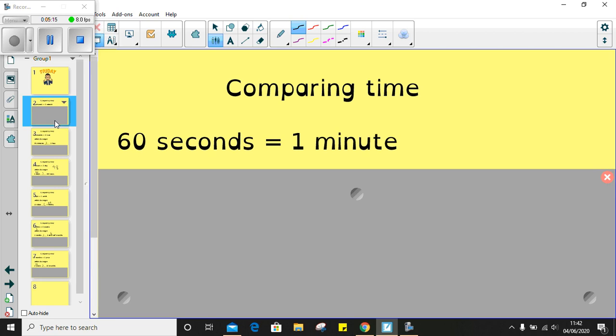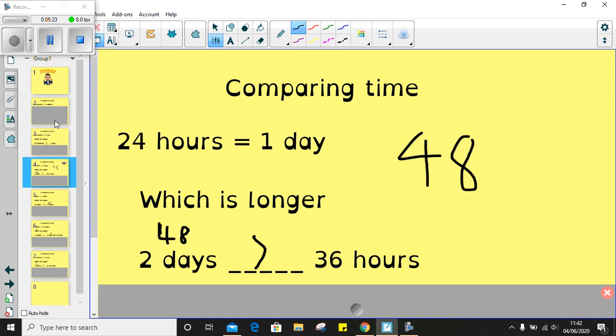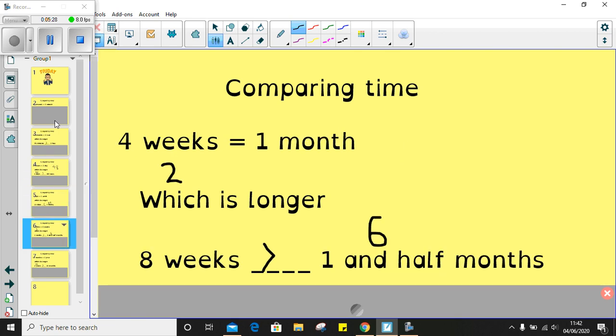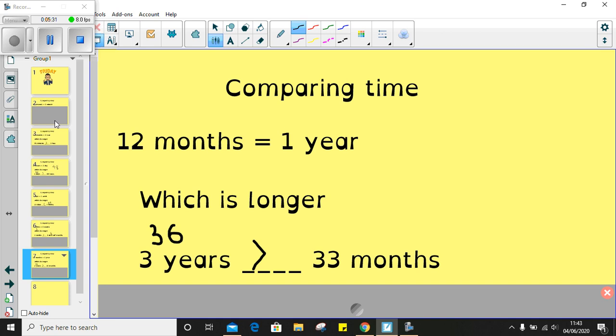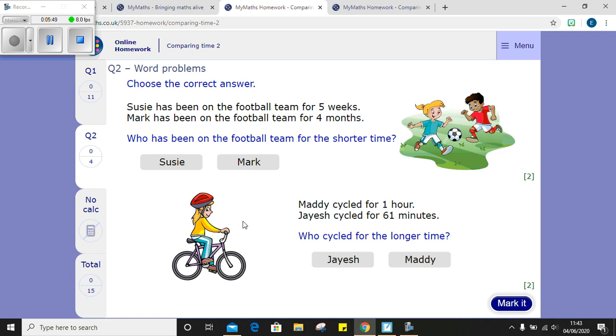We know that there are 60 seconds in 1 minute, 60 minutes in 1 hour, 24 hours in 1 day, 7 days in 1 week, 4 weeks in a month, 12 months in 1 year. So when you go onto your My Maths work, this will help you. So you need to compare and order some different amounts of time for this one. If you're confused in any, go and rewatch the video again. And for question 2, they've got some word problems on there as well.